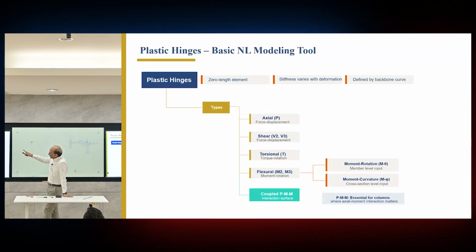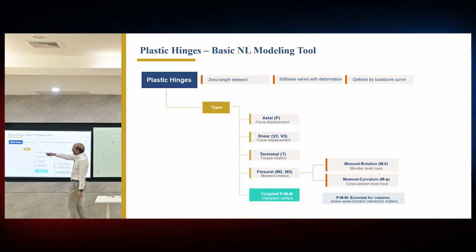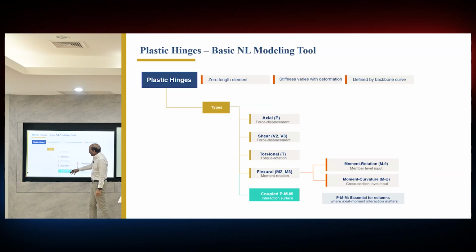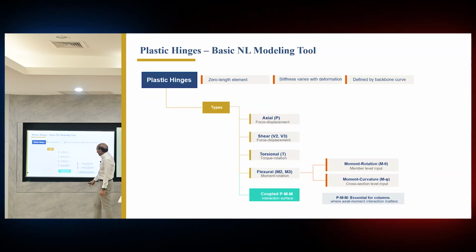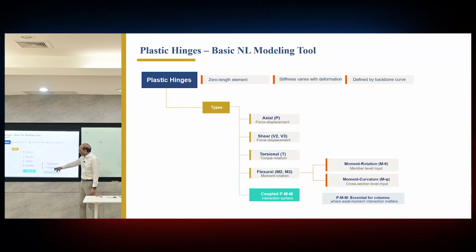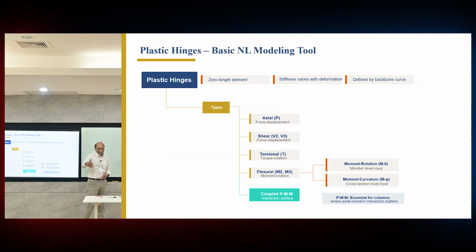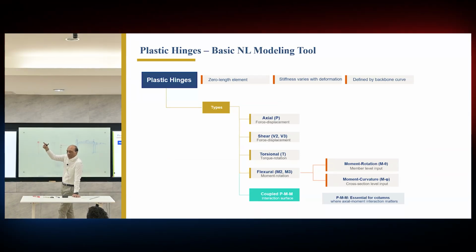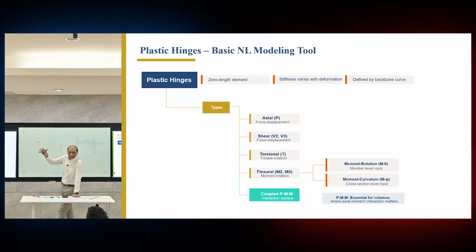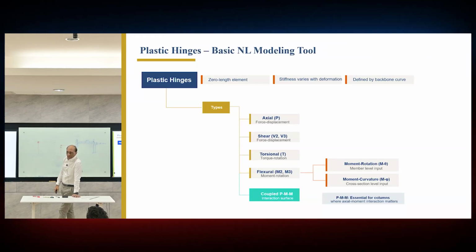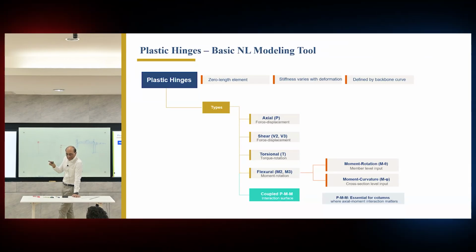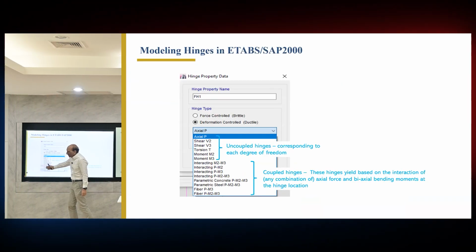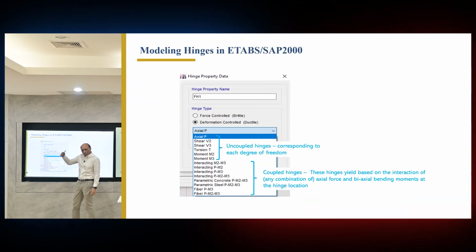So plastic hinge, basic nonlinear modeling. So we have plastic hinges, axial, shear, torsion, flexural, and then coupled. Everything is combined. And then we have moment rotation and moment curvature inside in fiber hinge. So when you drop down ETABS for hinge, you will find about 11, 12, 15 types of hinges that you can choose. And then you can specify the data for each one of them. So if you drop down, there are so many types. So each one of them has its own form.